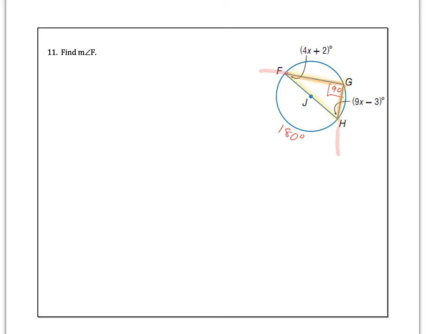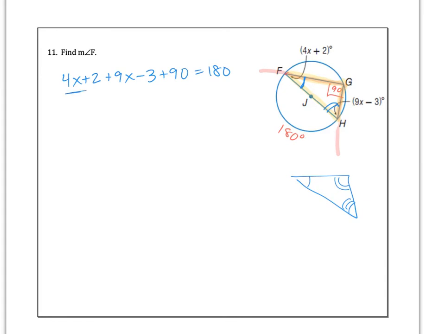I know something about the 3 corners of the triangle. They add up to 180 degrees. So I'm going to take angle F, angle H, angle G, add up all 3 of them, and say they have to equal 180. So 4x plus 2 plus 9x minus 3 plus 90 equal 180 degrees. Because again, the 3 corners in the triangle always add up to 180.